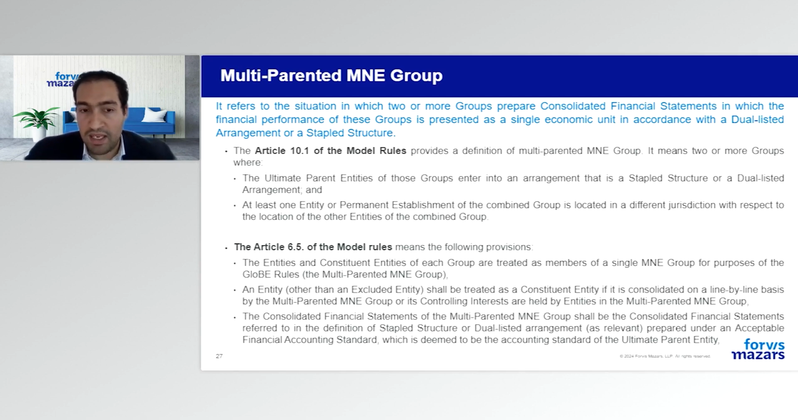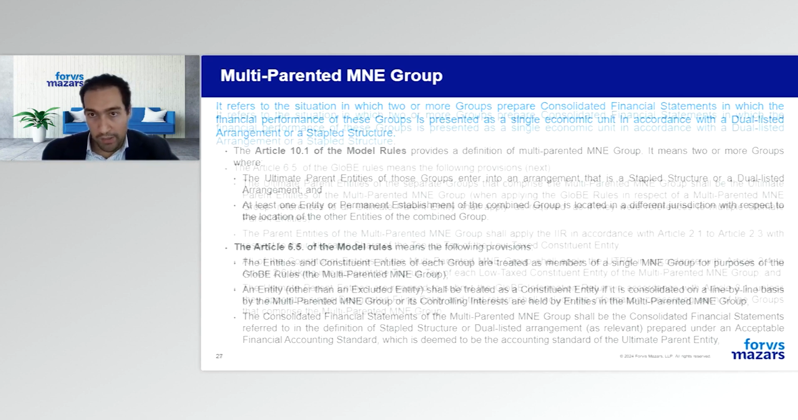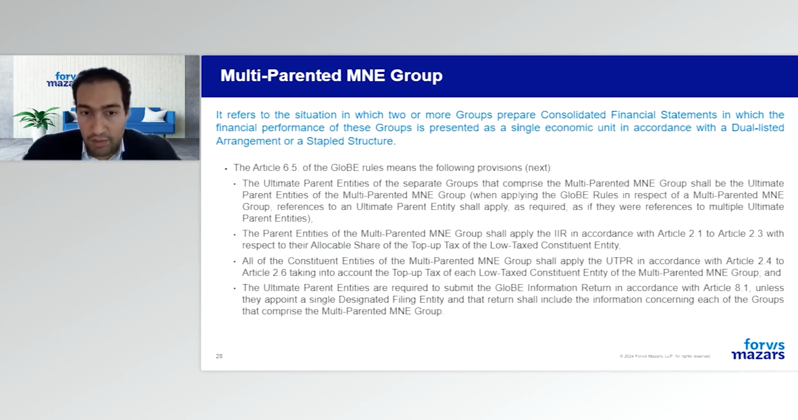The main point here is that those multi-parent MNE groups are often found in the insurance sector. Whenever a multi-parent MNE group qualifies for Pillar 2, the entities and constituent entities of each group are treated as members of a single MNE group, and again, several consequences would apply. So in practice, the ultimate parent entities of the separate groups form a single multi-parent MNE group. It will be considered as a single ultimate parent entity.